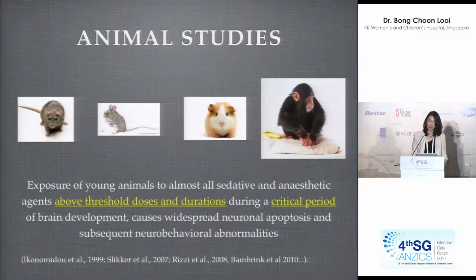How do we know this? Well, I think there have been sufficient animal studies to provide us with definitive evidence that exposure of young animals to almost all the anesthetic and sedative agents that we use, above threshold doses and durations during a critical period of brain development, will cause widespread neuronal apoptosis. Subsequently, when these animals are allowed to grow into adulthood, they exhibit neurobehavioral abnormalities. This happens with the vast majority of the drugs that we use, with the exception of a couple.